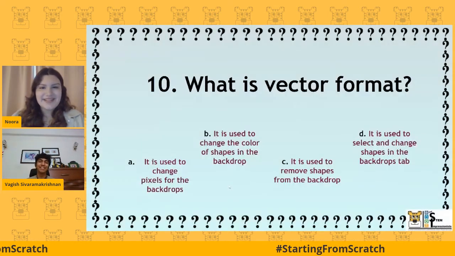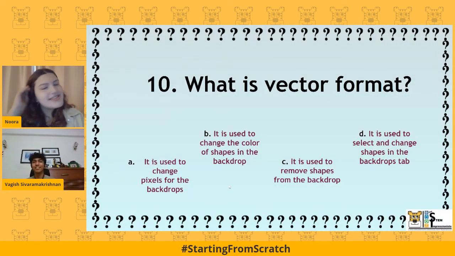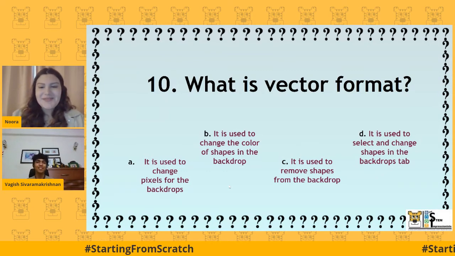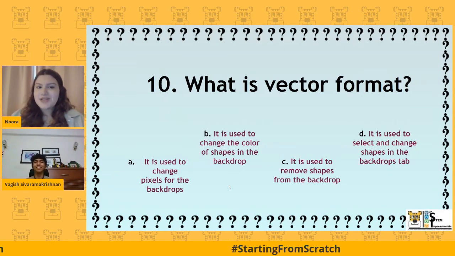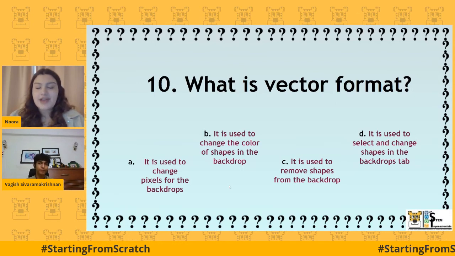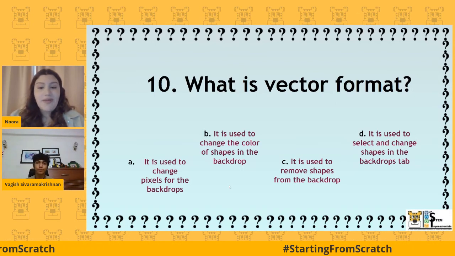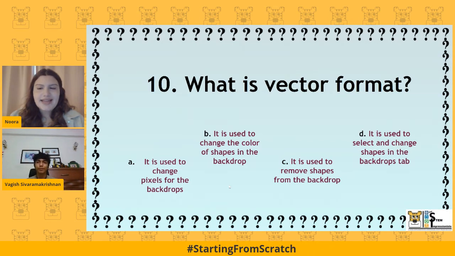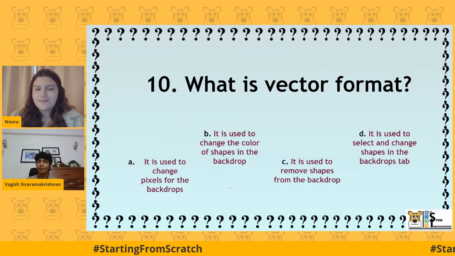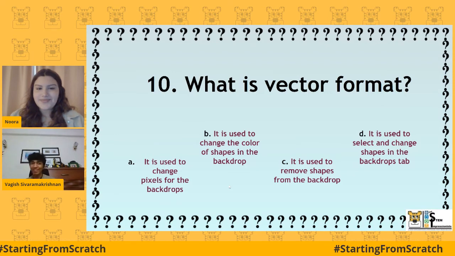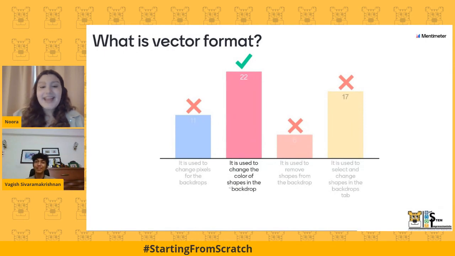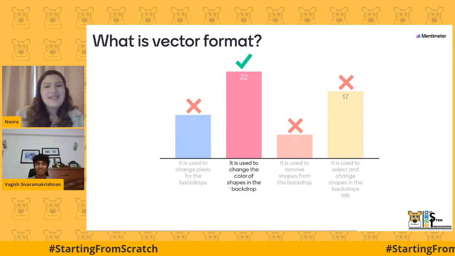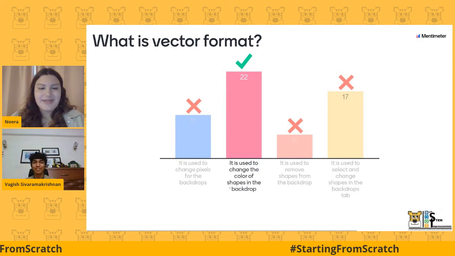All right. Last one. Now, this is what we just kind of did, so let's see if you were falling asleep this time. What is vector format? It's used to change pixels for the backdrops. It's used to change the color of shapes in the backdrop. It is used to remove shapes from the backdrop. It is used to select and change shapes in the backdrop. I might have given this one away, but let's see. Yep, it is used to change the color of shapes in the backdrops. Excellent job, everyone. Majority of you all got it right.